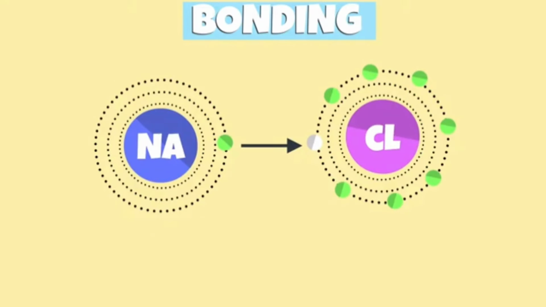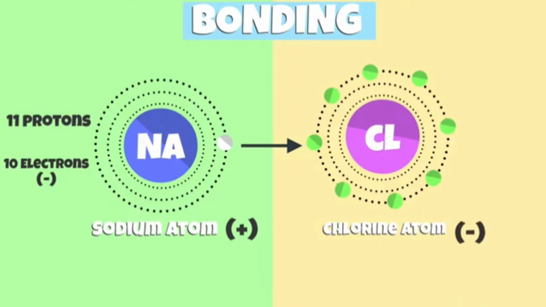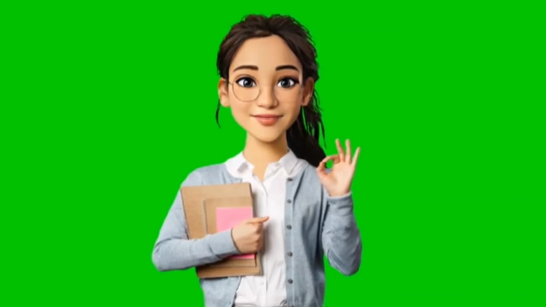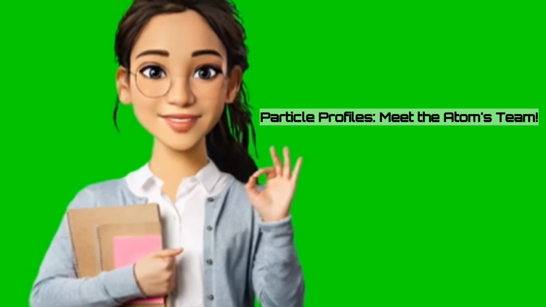So in simple words, subatomic particles behave the way they do because of their charges and the forces between them. These forces keep the atom stable and working properly. Our next activity is called Particle Profiles: Meet the Atom's Tin. In this activity, you'll get to show what you've learned in a fun and creative way.